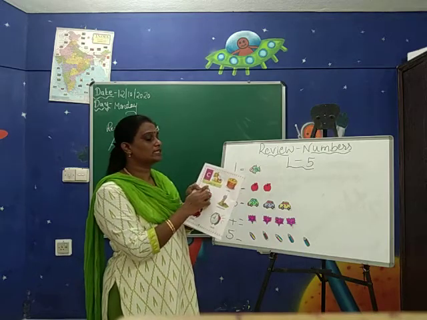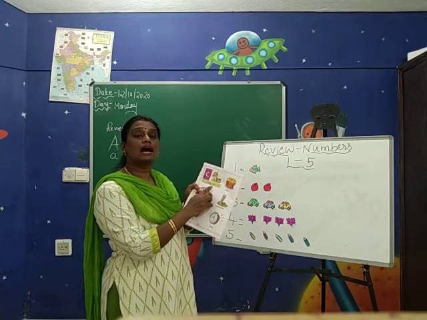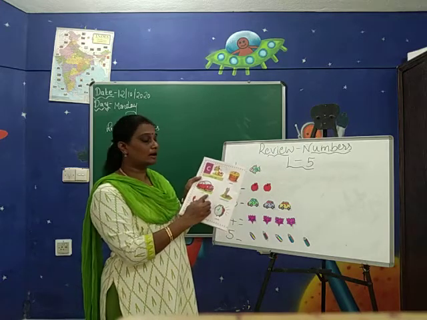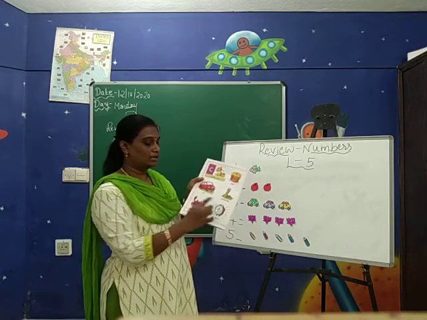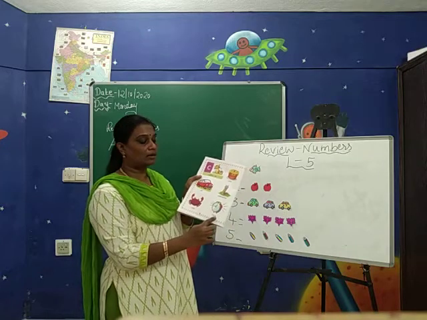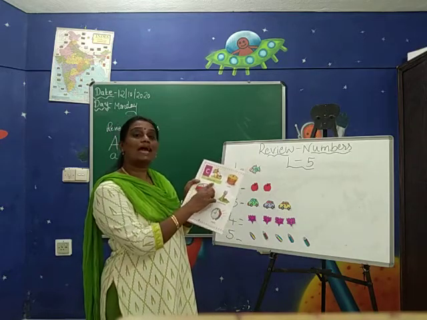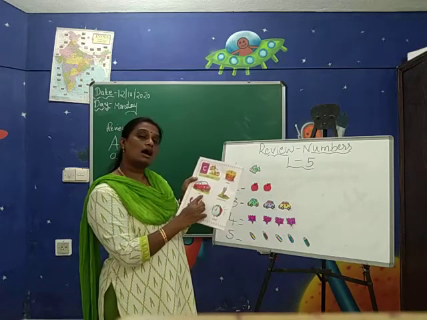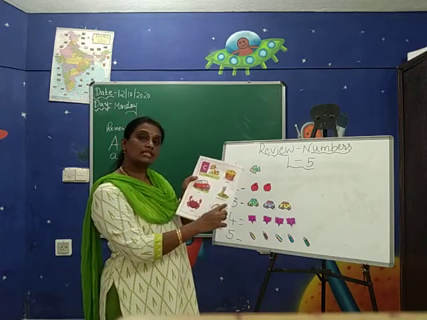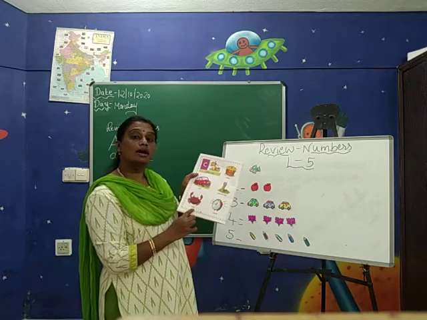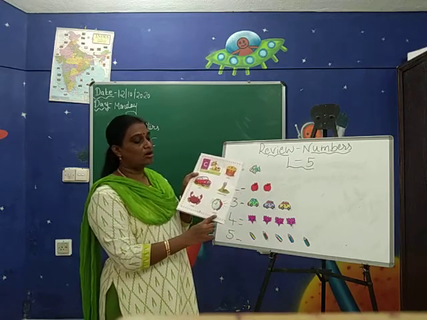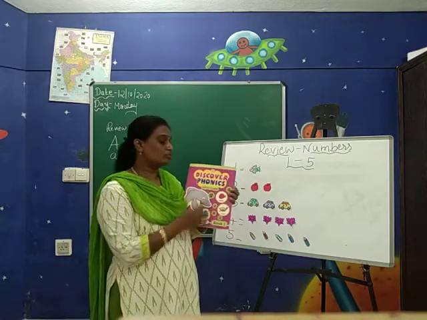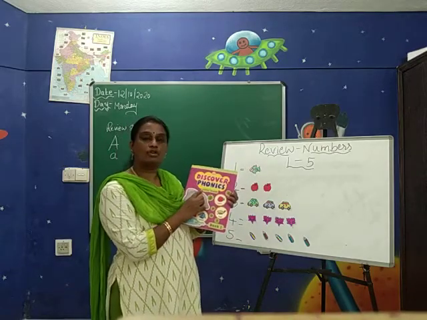This is the small letter C. C for cat. K, cake. K, car. K, caterpillar. K, crab. K, clock. C for cat. C for cake. C for car. C for caterpillar. C for crab. C for clock. So these are the letters which we have learned in the Discover Phonics books.